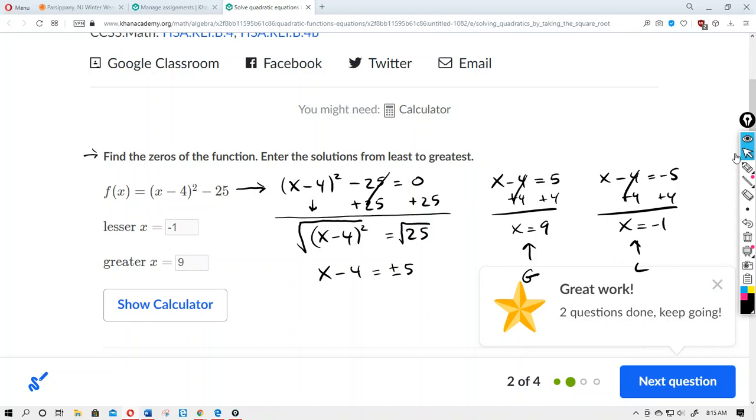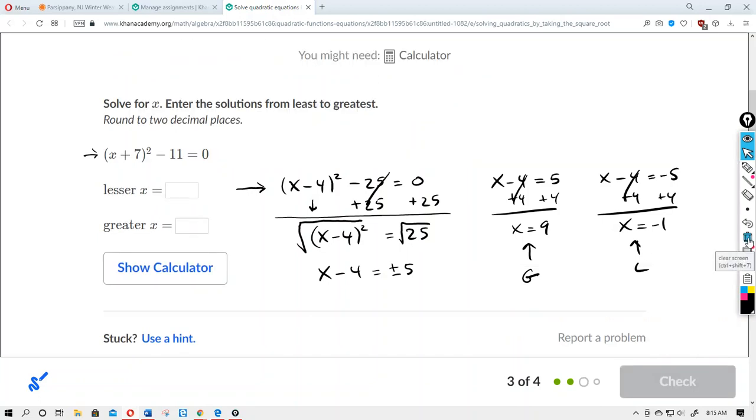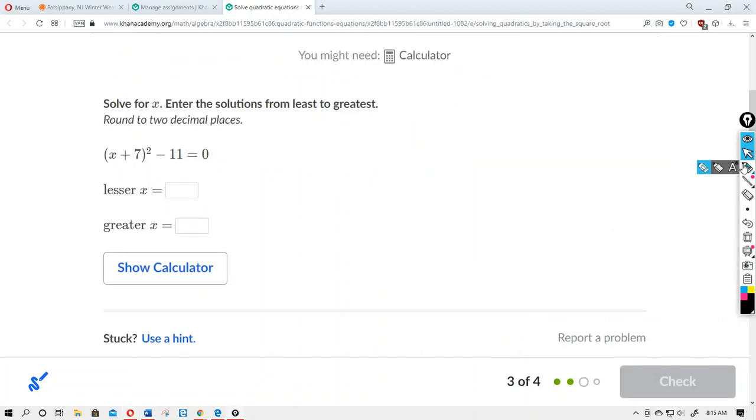All right. So same thing. Solve for x. Instead of telling us to find the zeros, they just set it equal to 0. Okay. I am going to add 11 on both sides, and 11 minus 11 will cancel. So rewriting this, we're left with x plus 7 squared, and on the right-hand side, we have 0 plus 11. It's just 11.